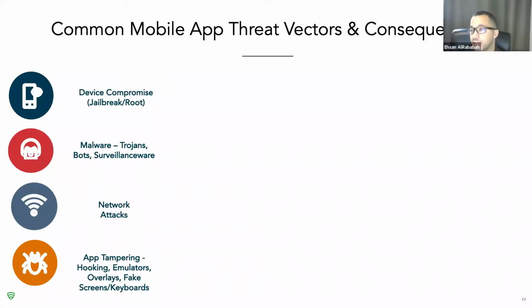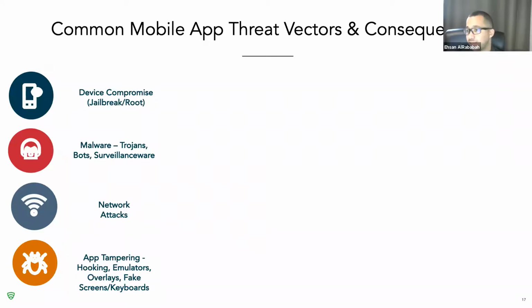The second threat vector is related to some sort of malware, and that malware will vary from Trojans, surveillanceware, certain botnets, and attacks, and that should affect mobile devices even if they are not rooted or jailbroken. For example, a banking Trojan on Android would steal certain information from several banking applications without the need to have the device rooted or jailbroken.